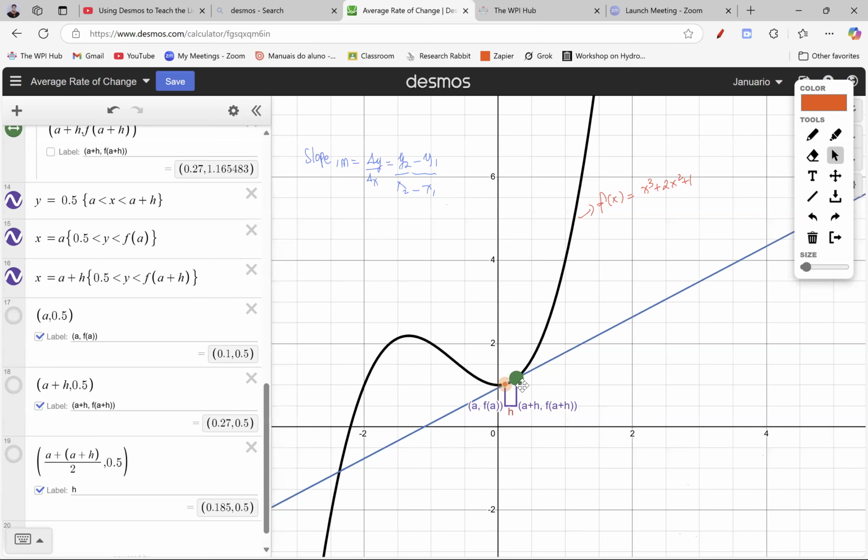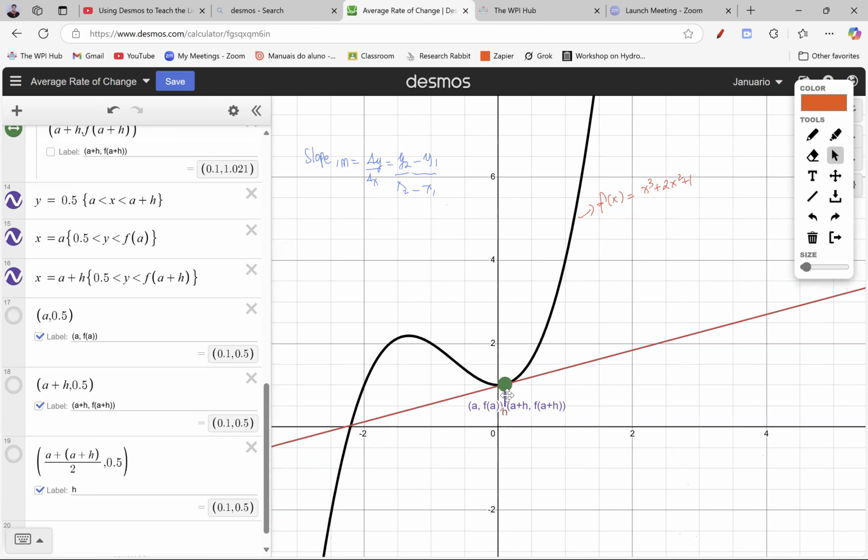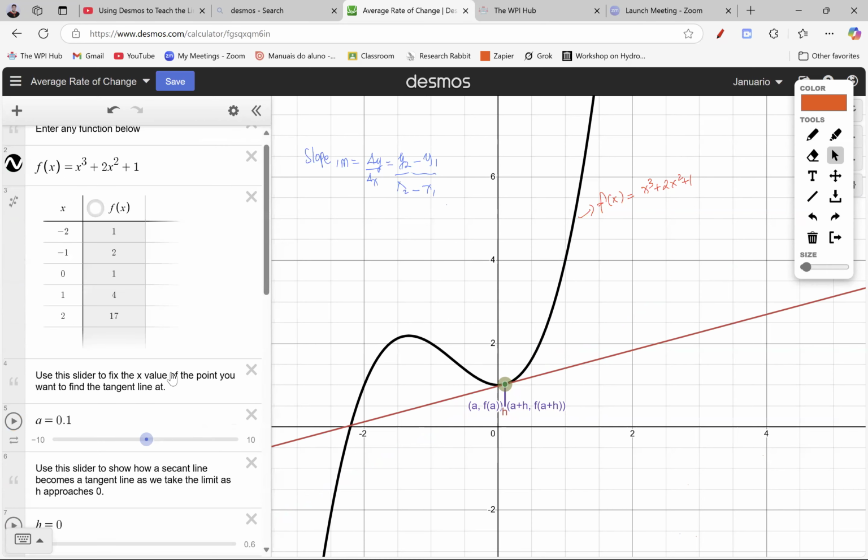So it becomes smaller. Getting smaller and smaller, right? And then what happens when your H gets to 0? That's the original slope that we want to find.